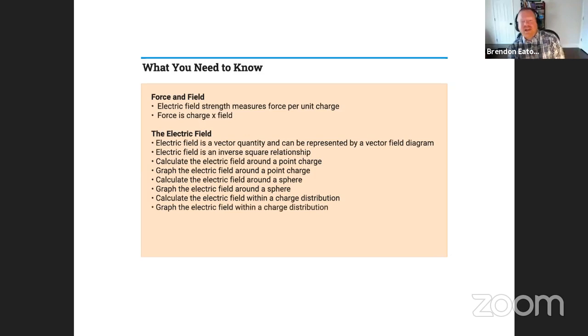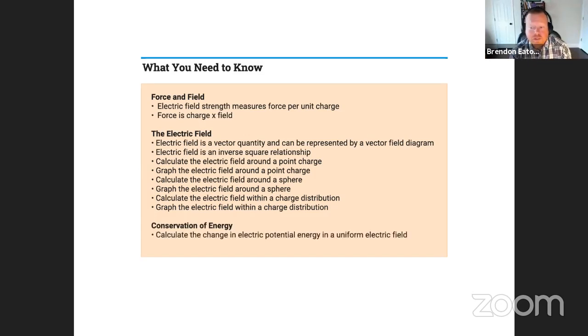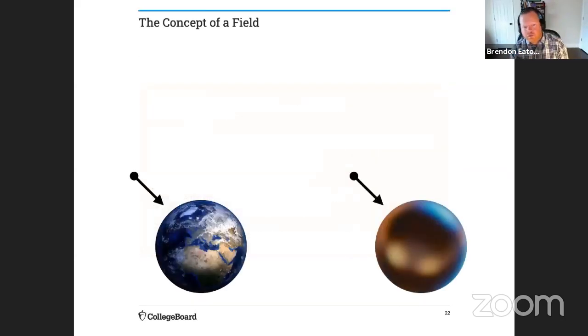Now, as far as conservation of energy is concerned, we will tie that in today towards the end of the lesson, specifically talking about the change in electric potential energy inside of a uniform electric field. And we'll use conservation to analyze the motion of charges inside of that field. All right, so let's go ahead and jump right into fields.